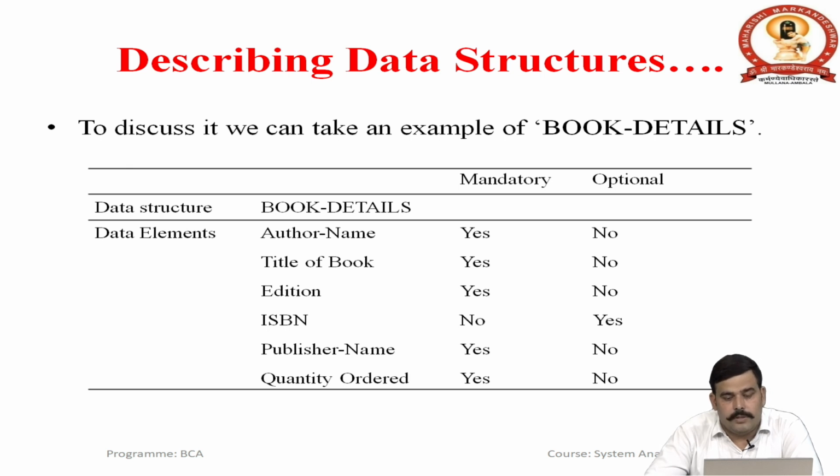Title of book is also mandatory. Edition is also mandatory. ISBN number is optional, so we have yes under the optional column. Similarly, publisher name is a mandatory element, and quantity order is also a mandatory data element of the data structure book detail.